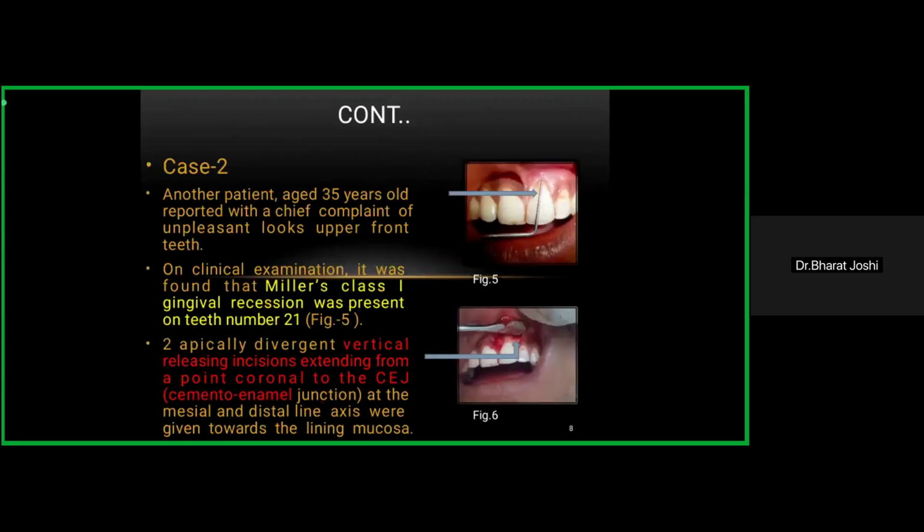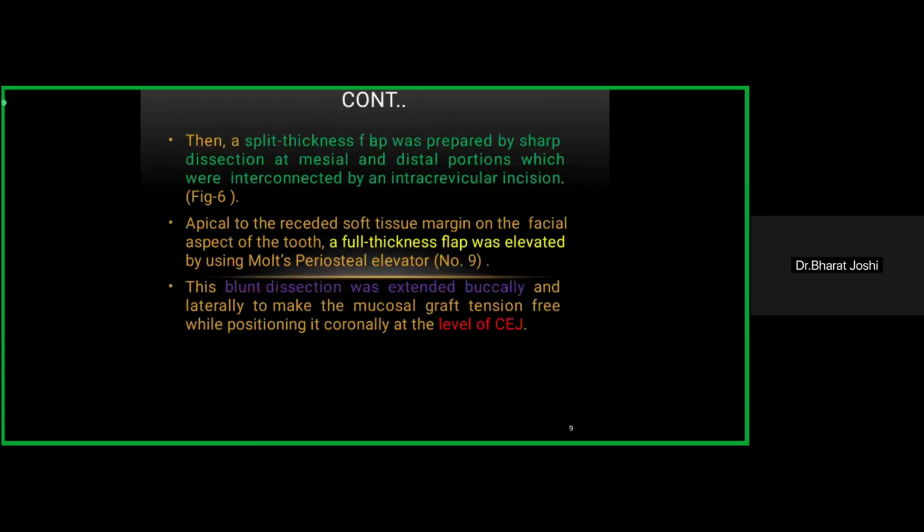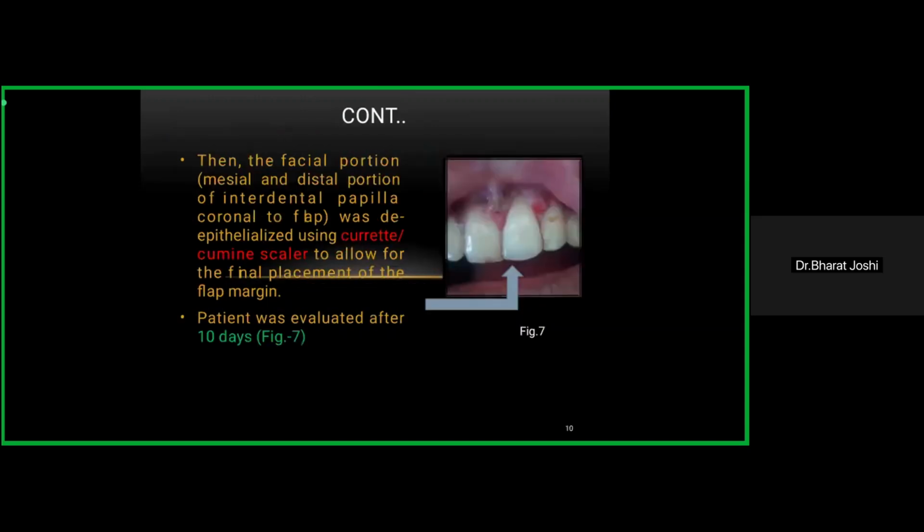This is another case with a single isolated recession. It was found that gingival recession was present with respect to tooth number 2-1. In this case, two apically divergent incisions were given, at the distal and median line axis of the lining mucosa. It was followed by a split thickness flap, connected by an interdental incision. After the blunt dissection was extended, the mucosal graft was made tension-free while advancing to the level of the cemento-enamel junction.